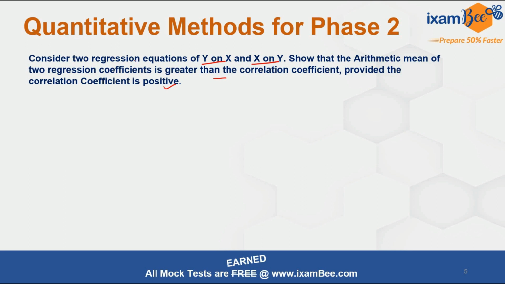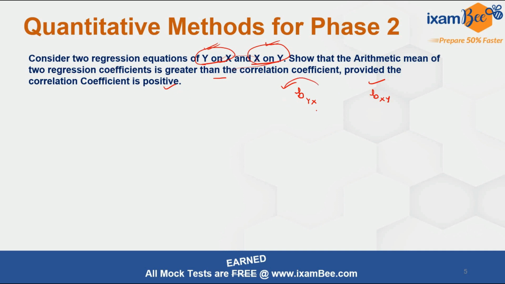See, we have to take 2 regression equations, y on x and x on y. In one case y is the dependent variable, and in the other case x is the dependent variable, and you have to show that the arithmetic mean of their regression coefficients, so one is going to be byx and the other is going to be bxy, is greater than the correlation coefficient. That's what we have to show, provided the correlation coefficient is positive.